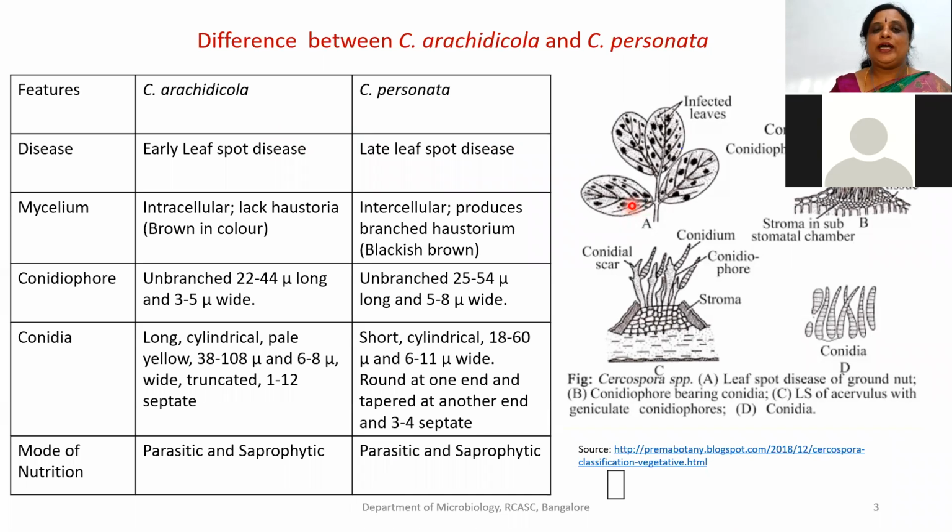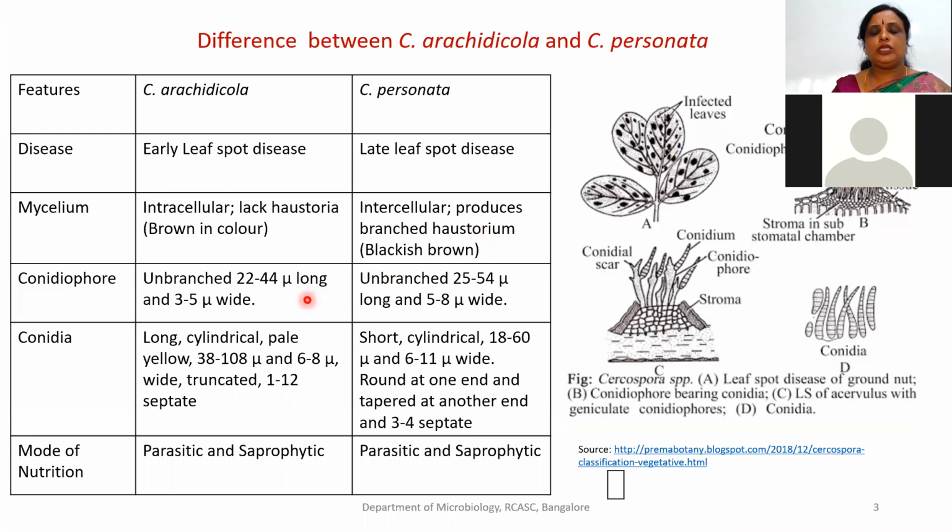One is Cercospora arachidicola, the other is Cercospora personata. Cercospora arachidicola causes early leaf spot, whereas personata causes late leaf spot. Arachidicola is intracellular, whereas personata is intercellular. Arachidicola lacks haustorium, however, personata has haustorium.